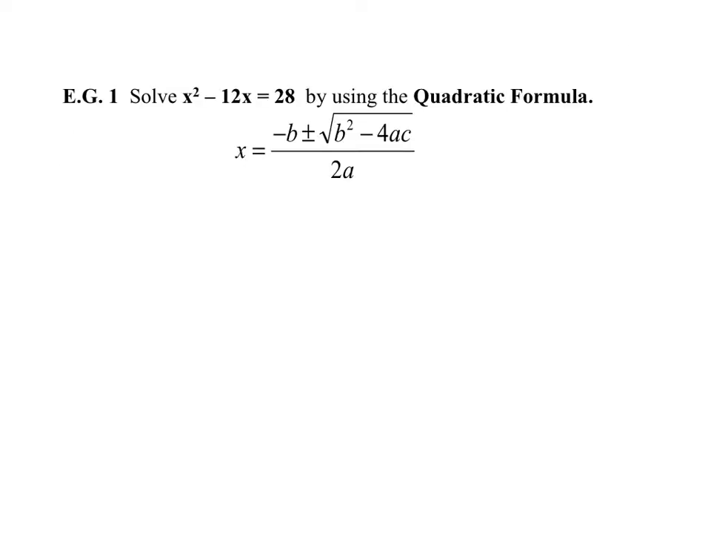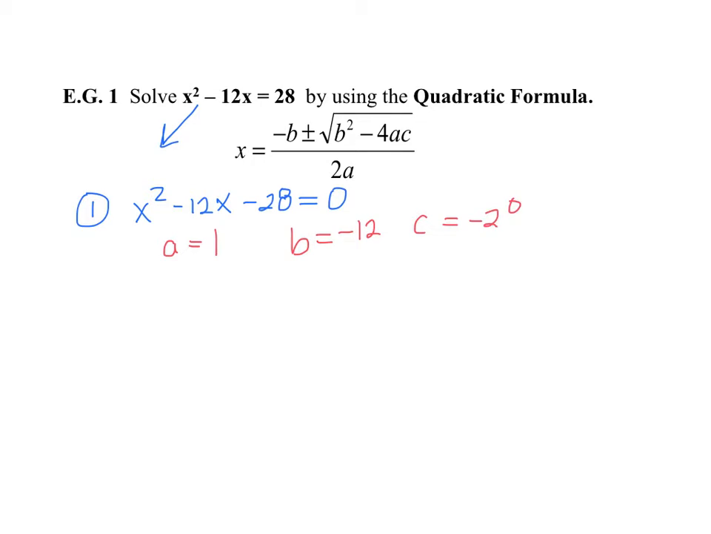Here's the first example we'll do together. X squared minus 12x equals 28 using the quadratic formula. So the very first step is to make sure that this is in standard form. So I am going to subtract the 28 over to the side where all the numbers are, equaling 0. And then I'm going to take a second here and make sure I highlight my ABCs. I've got A is 1, B is negative 12, C is negative 28. The signs are very important that you have correct.